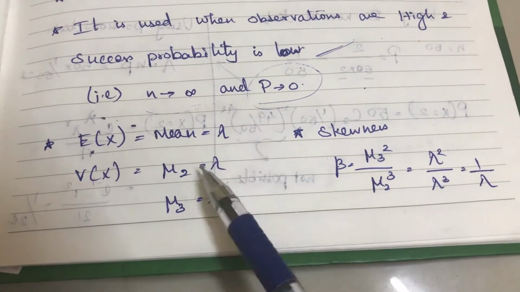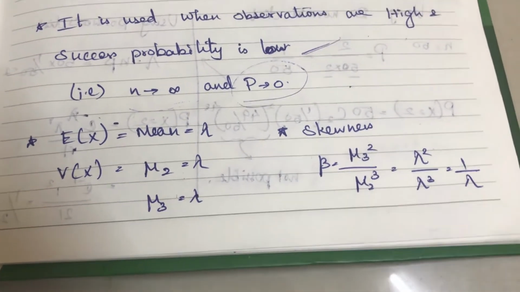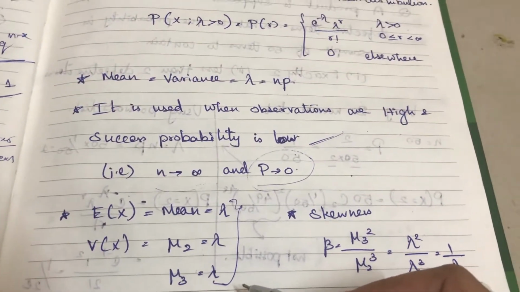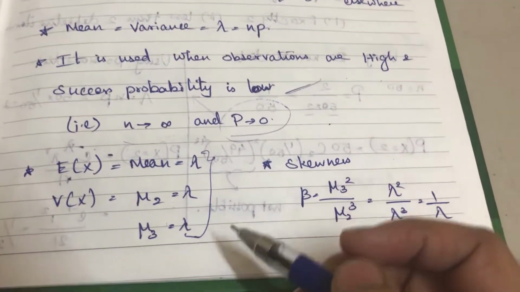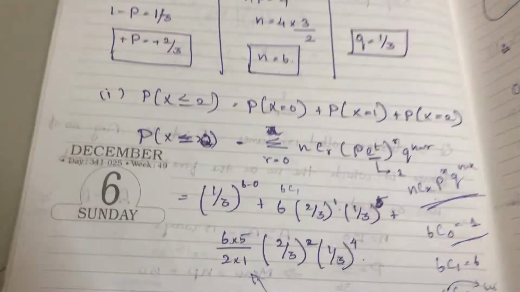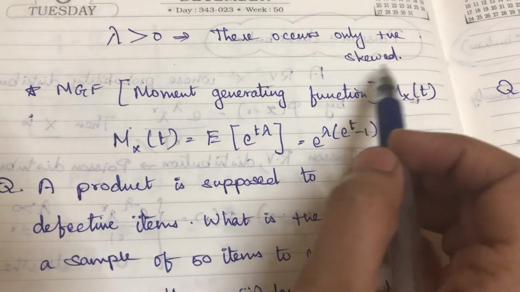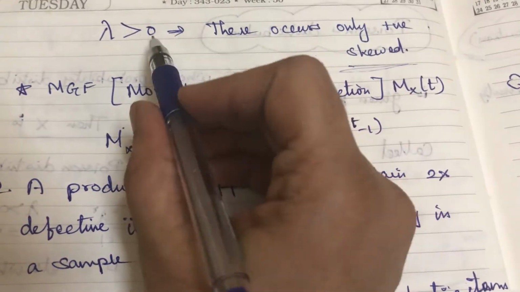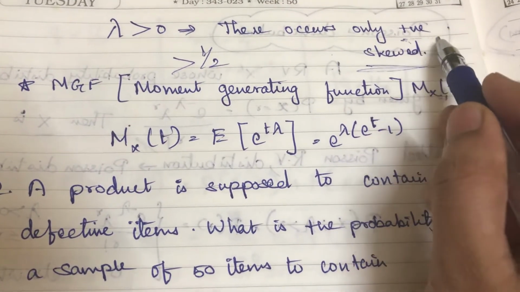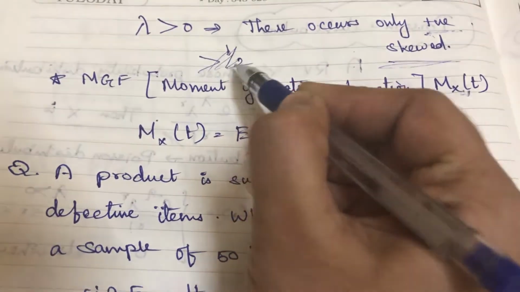E of x will be equal to lambda, and variance of x will be equal to lambda; mu 2, mu 3 will go like this. Here we can easily say all will be lambda. So just substitute in skewness, we will get the value as 1 by root lambda. Then if lambda is greater than 0, there occurs only positive skewness. So it is always positive. So we don't need to consider this.